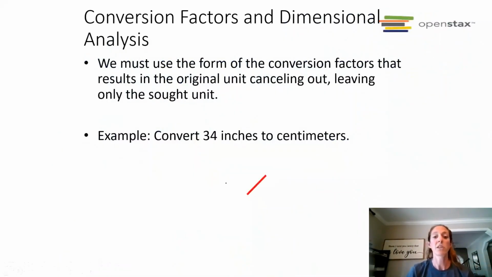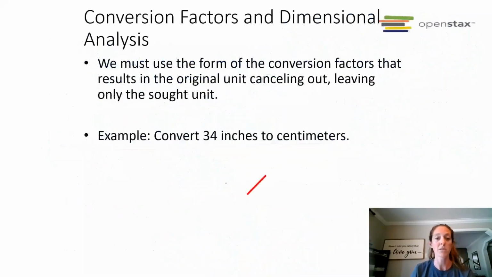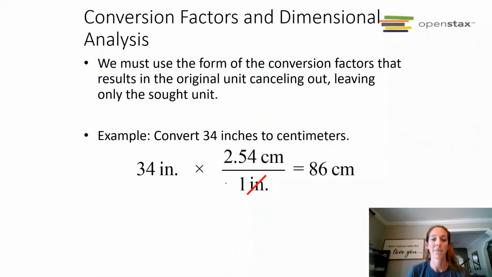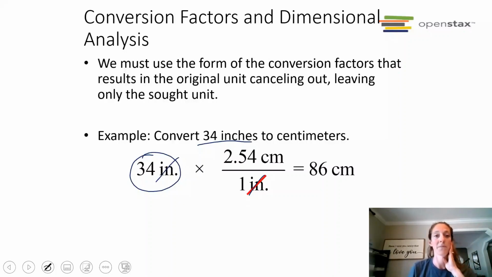So try this one. I want you to convert 34 inches to centimeters using this conversion factor, knowing that 1 inch is equal to 2.54 centimeters. If you want to pause the video and check to see if you got the same answer by setting it up. Starting with inches. Inches and inches need to cancel, so I need to have my 1 inch on the bottom, 2.54 centimeters on top.